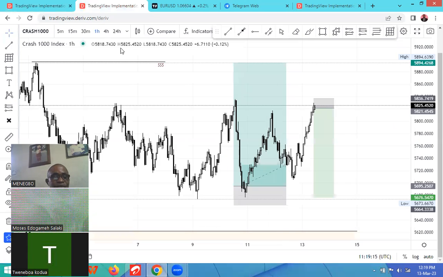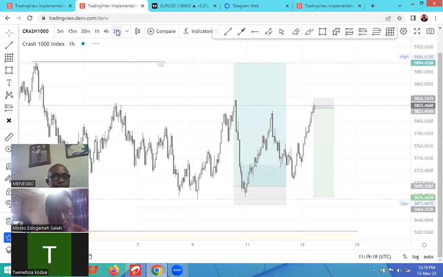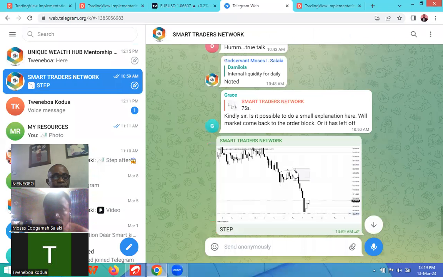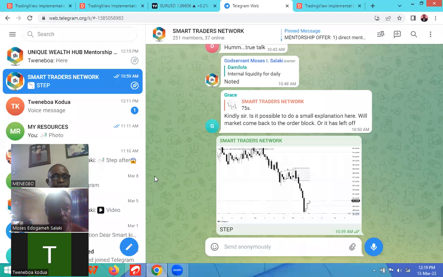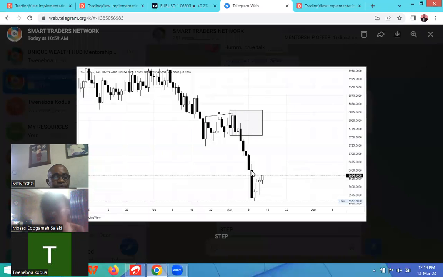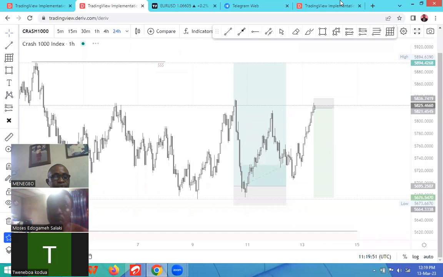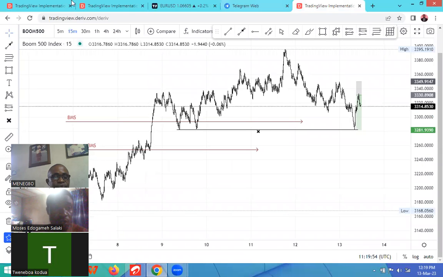And for Cash 1,000, I'm still expecting price to come higher, as I shared in the Telegram group. Okay, let me go to the group first. This is for Step. I'm expecting that price should come higher, but there was an entry on the lower time frame for Step. Let me show us how these assets download.